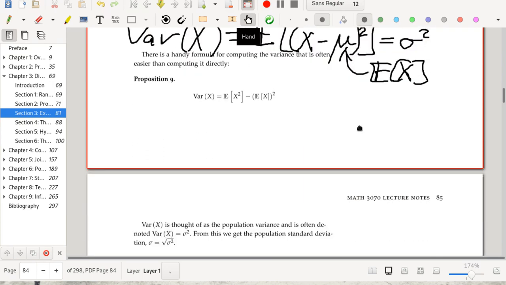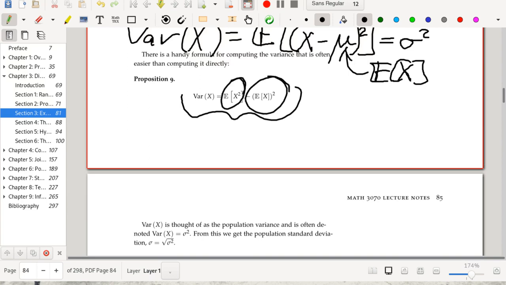There is actually a handy formula for computing the variance that is often easier than computing it directly. You may recognize this from when we were working with sample variance a second ago. I meant the variance, or the population variance. But this formula resembles the formula for the sum of squared errors that we saw in chapter 1, where you have the mean of x squared minus the mean of x, squared. Hopefully you can tell from my inflection what's being squared.